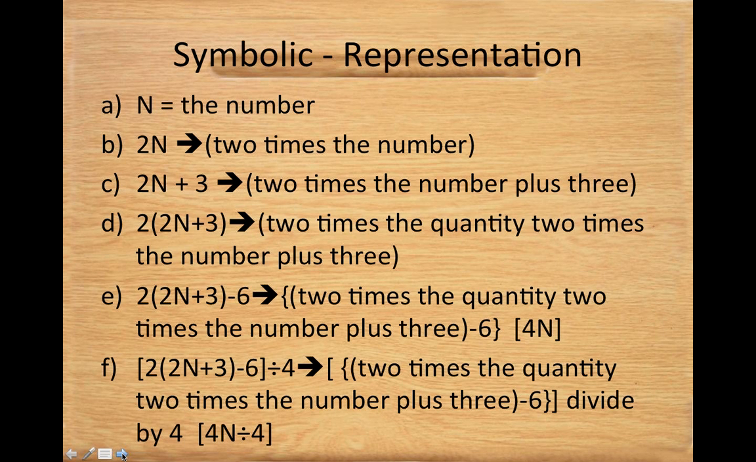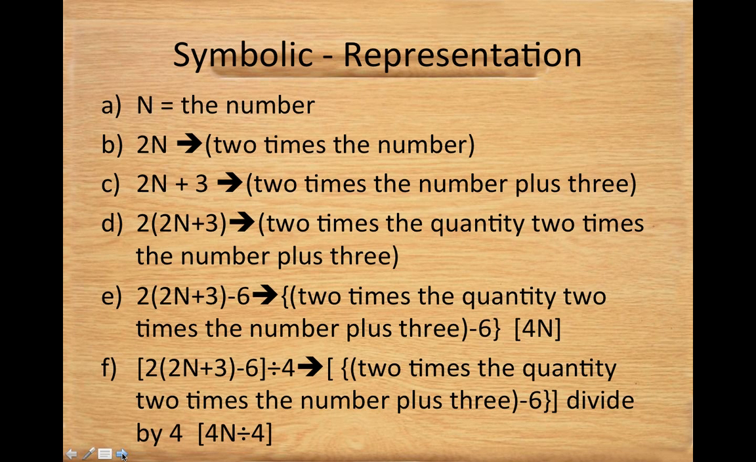Part D is where a lot of students have a problem in writing this next step. As I stated in the problem before, it was take the number that you got in C and multiply by 2. So the number I got in C was 2n plus 3. Multiply that by 2. Some students write it as 4n plus 3. Some students just write it as 2 times 2n plus 3. It's the quantity. So how do I get them to understand that 2n plus 3 is my number? It represents a number. Then it's now stating take the number that I got in D and subtract 6. So it's 2 times the quantity 2n plus 3 minus 6.